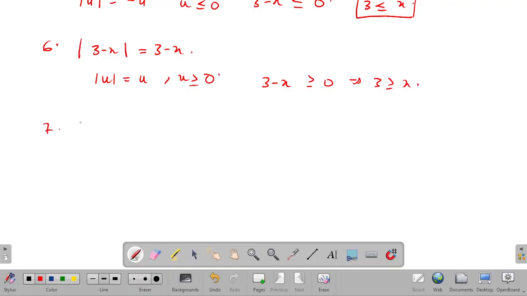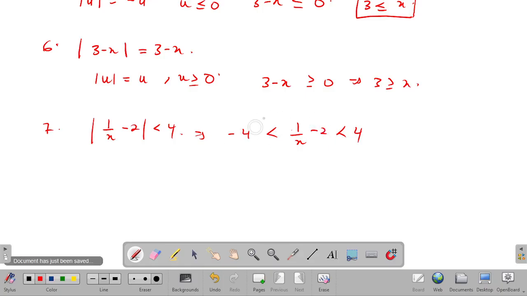We're going to have the seventh problem to be the absolute of 1 out of x minus 2 is less than 4. Yeah, this is a beautiful problem. So here you have x in a fraction, but it follows the same pattern. Remember, this becomes negative 4 less than 1 over x minus 2 less than 4 itself, right? But there is a technicality here before we simplify it. We simplify it to the next step. You're going to add 2 on both sides, right? So negative 4 plus 2 less than 1 over x less than 4 plus 2, and this is going to give me negative 2 less than 1 out of x less than 6.